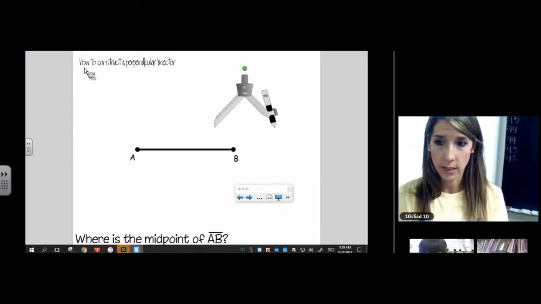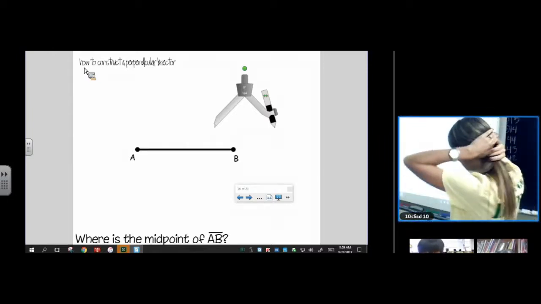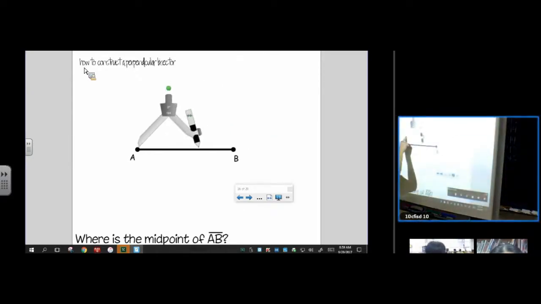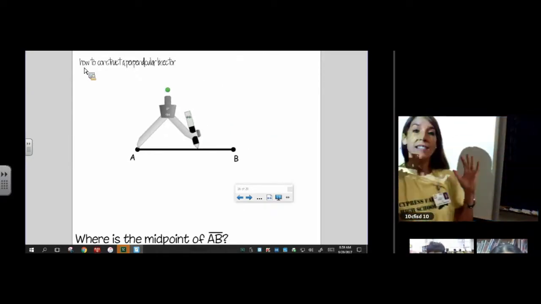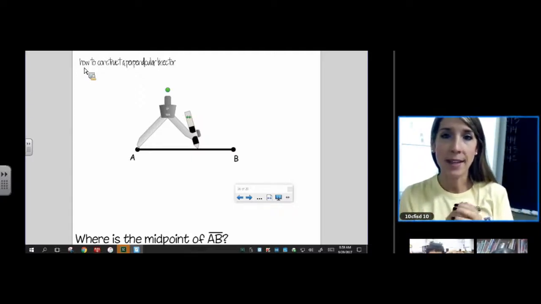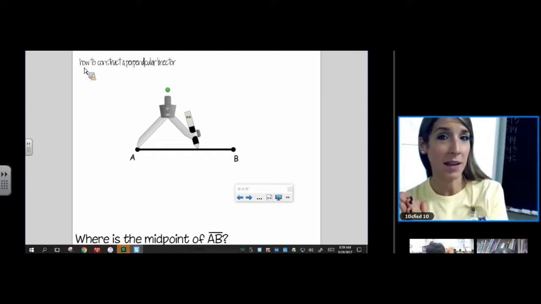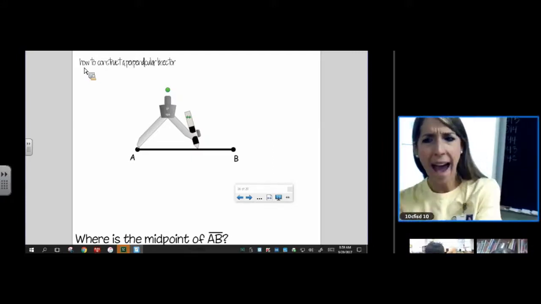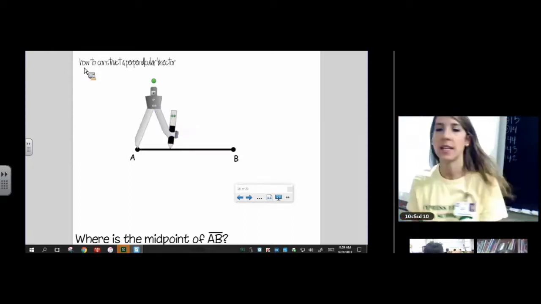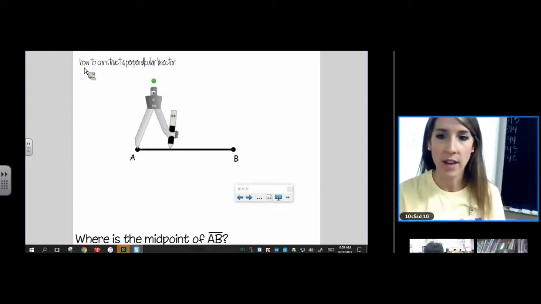Watch me twice. All right, so we're going to take our compass, and we're going to put our needle on the end point. Now, where are we going to put the pencil? Here's the deal. I need you to put the pencil more than halfway across the segment, but not past the end of the segment, okay? So like this is not going to cut it. That's not more than halfway.